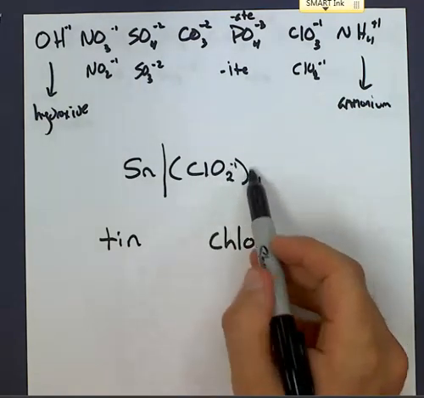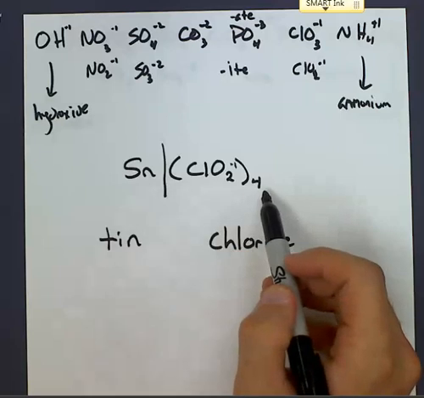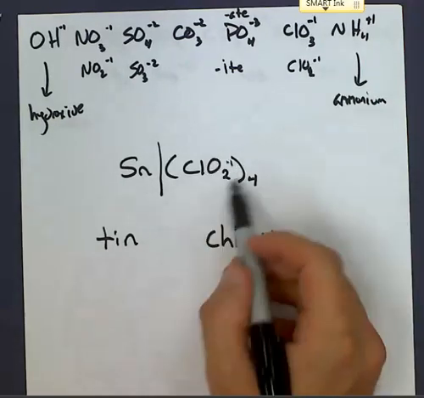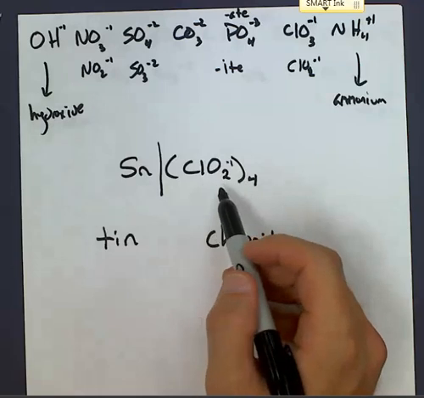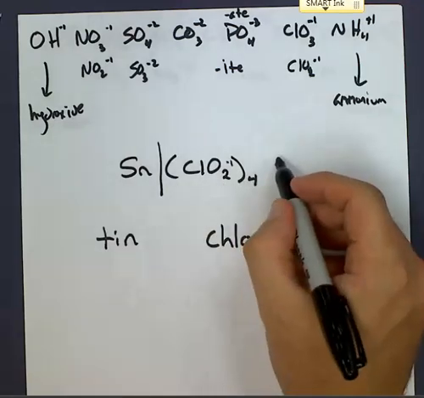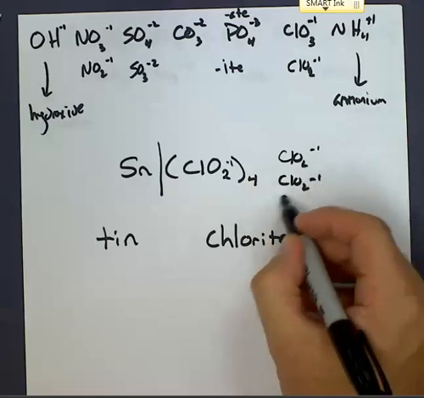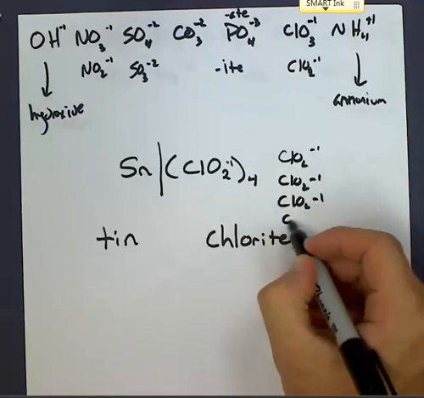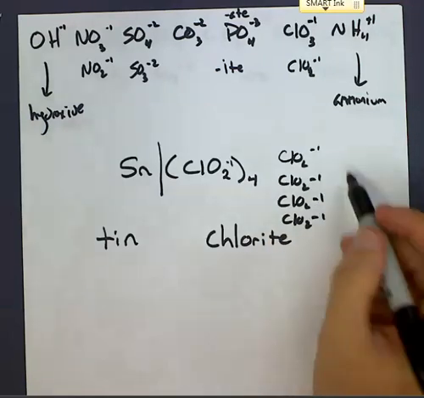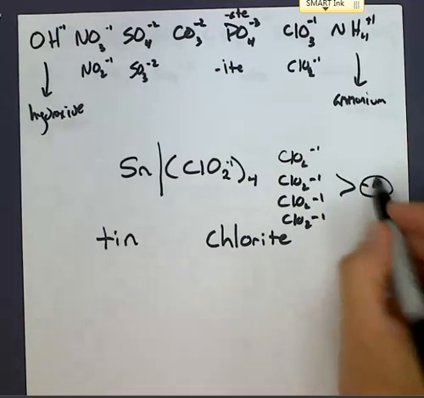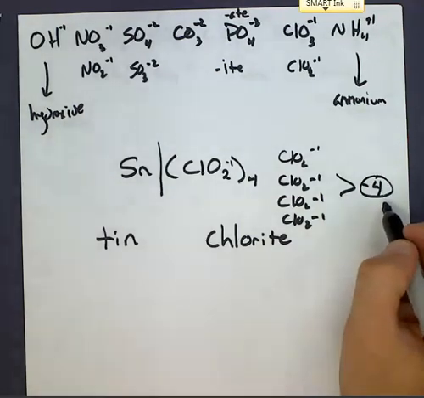Except that what these parentheses mean is that I've got 4 of them. So instead of just a single -1, I've got 4 groups that each individually have their own -1. I've got ClO2 minus 1, ClO2 minus 1, ClO2 minus 1, ClO2 minus 1. If I total all that up, it gives me -4. So the total negative charge over here is -4.